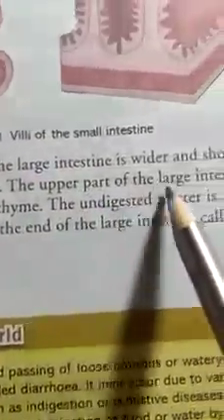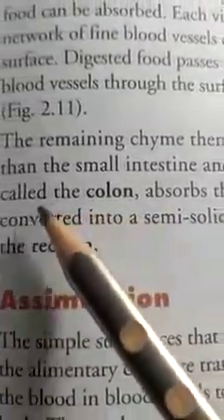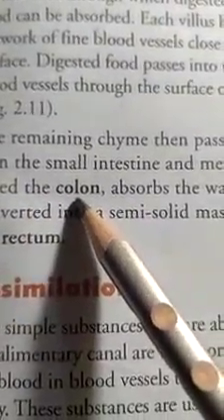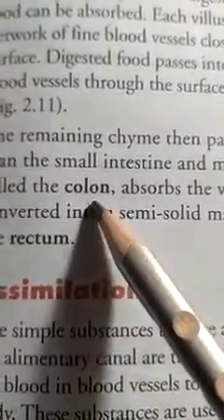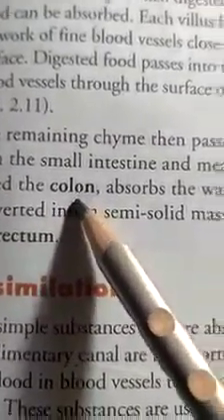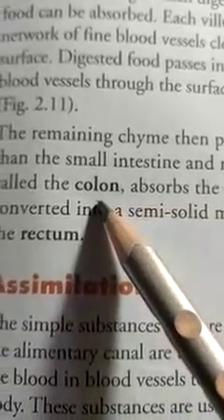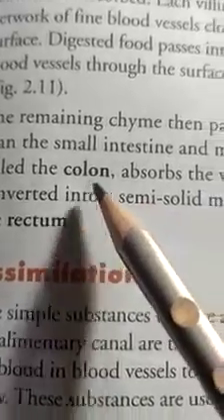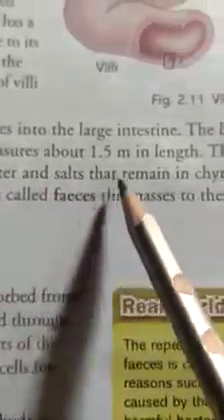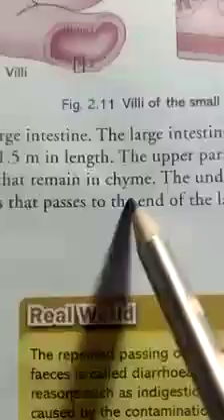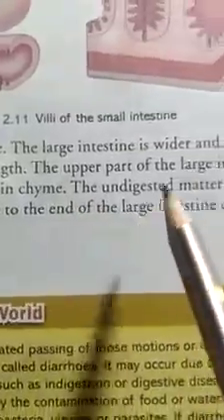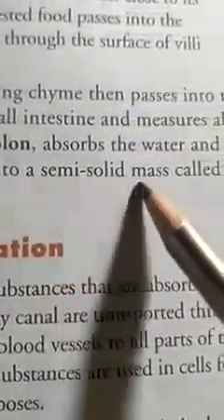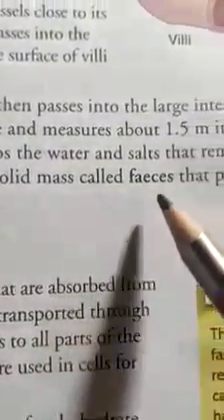The upper part of the large intestine is called the colon. Dear students, the large intestine has two parts, colon and rectum. The colon absorbs water and some salt from the undigested food, the water and salt that remain in the chyme. The undigested matter is converted into a semi-solid mass. That mass is called what?